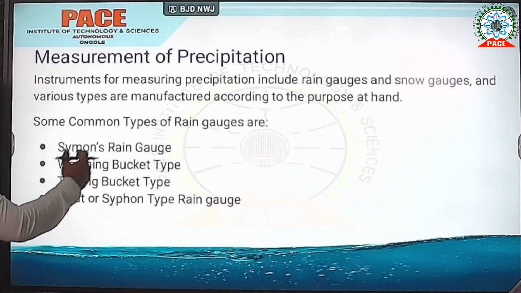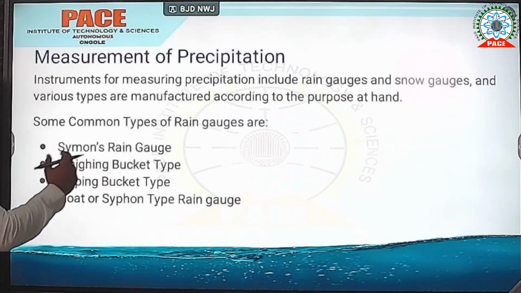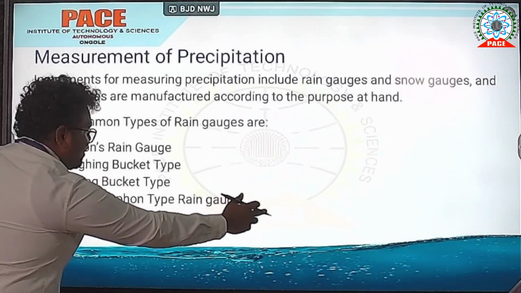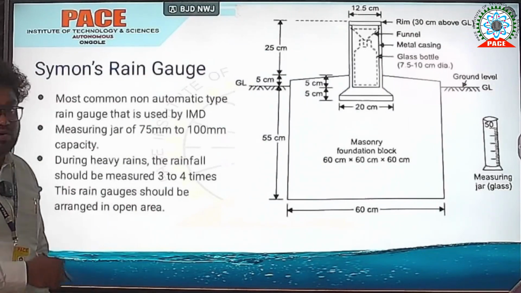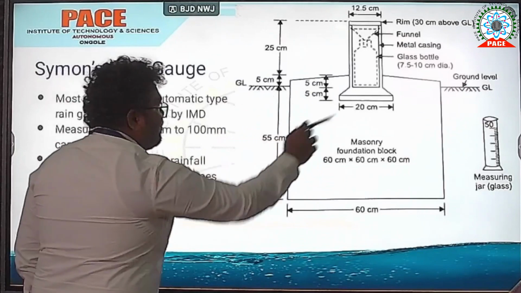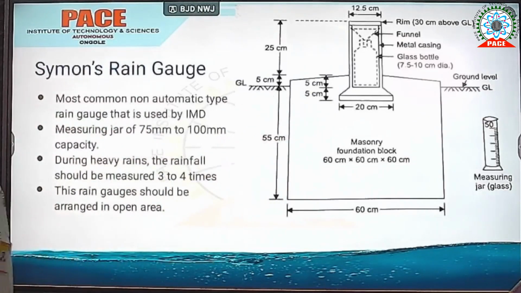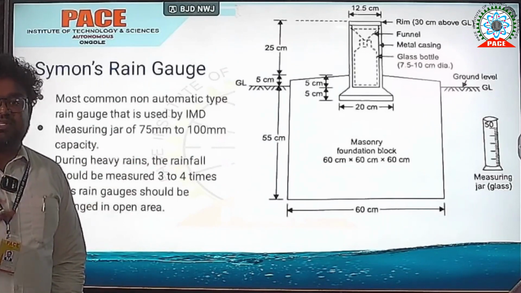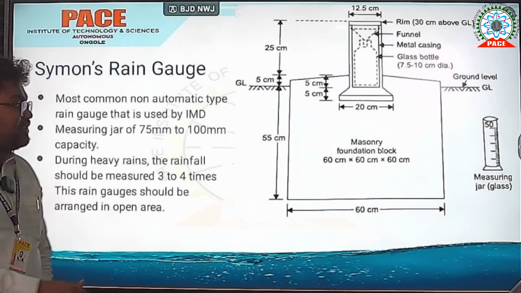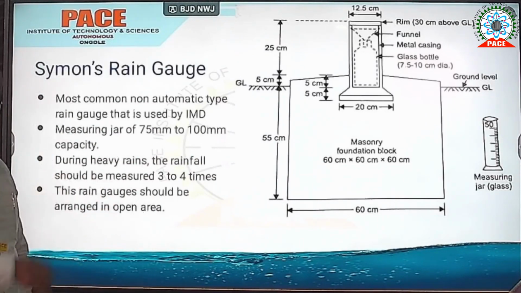The first one is the weighing rain gauge, sorry, Simon's rain gauge, and the second one is the tipping bucket. So this is what is called Simon's rain gauge. The name Simon came because he is the first one to introduce this type of rain gauge. As you have observed in this diagram, the rain gauge is placed on a concrete or cement slab, which has an area of 60 centimeters by 55 centimeters.